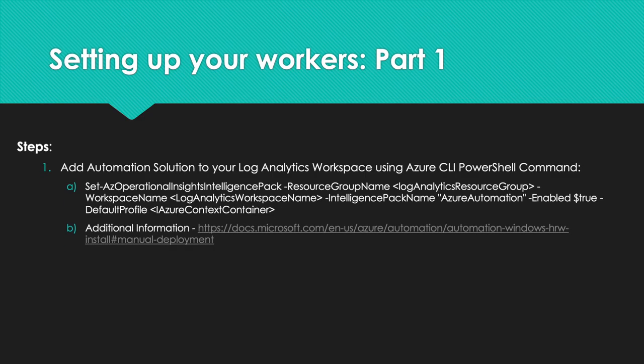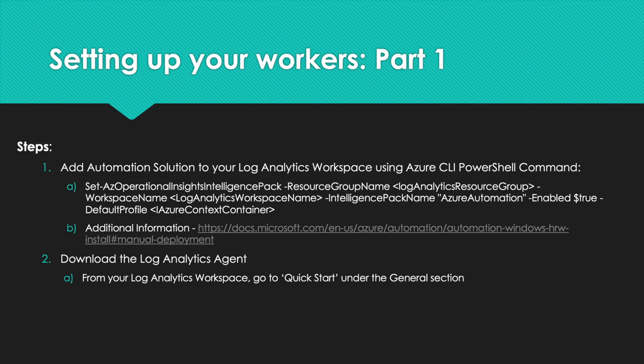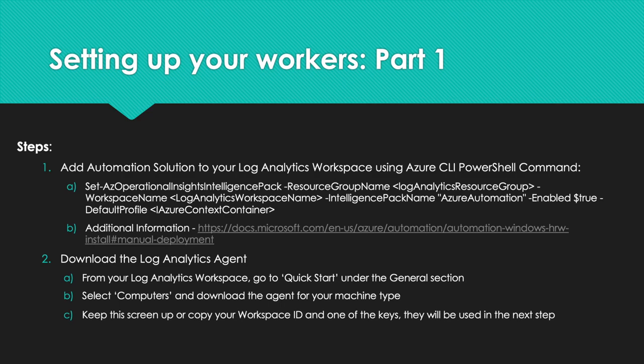So the first thing that we need to do is add the automation solution to our Log Analytics workspace using the Azure CLI. Now this is a slightly different command than the one that we used before, and it will give us different additional things that will be specifically used for our hybrid runbook workers. Then we'll be downloading the Log Analytics agent from the Quick Start menu within the Log Analytics workspace. And we will need our workspace ID and either our primary or secondary key from that Log Analytics workspace.